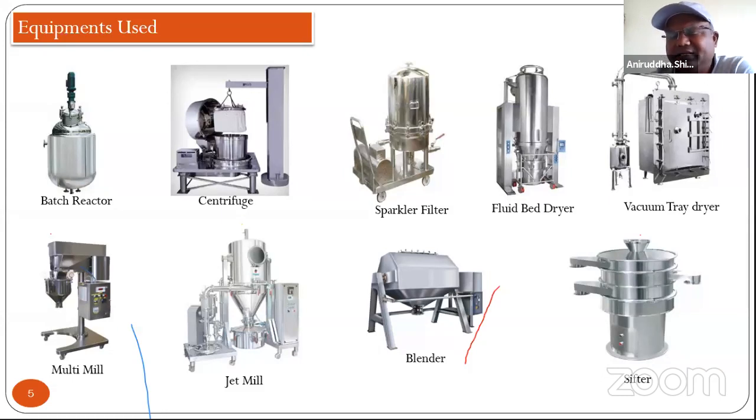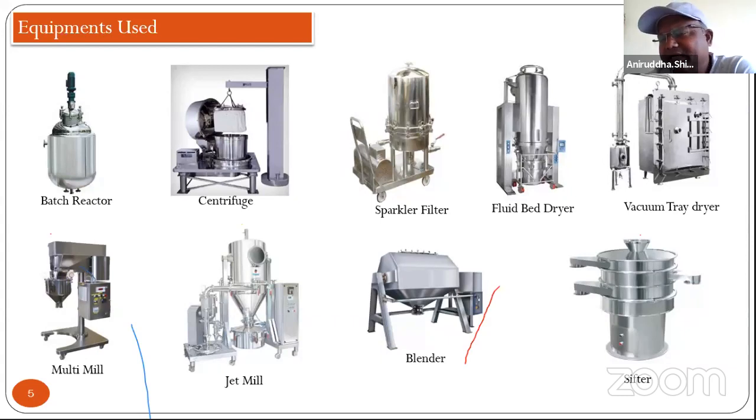Anyways, after size reduction, we know that we need to blend the material. Blending is required to make it homogeneous. That is the purpose of the blender, where we get homogeneous material. After blending, we need to sieve the material. Sieving is the last operation, where any undesired material or undesired particles, which may lead to failure of our product, can be isolated or retained.